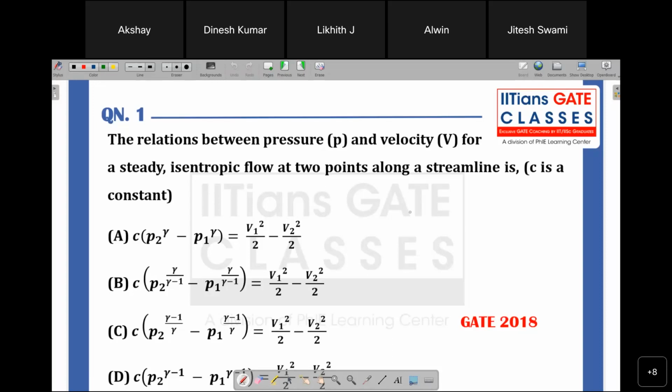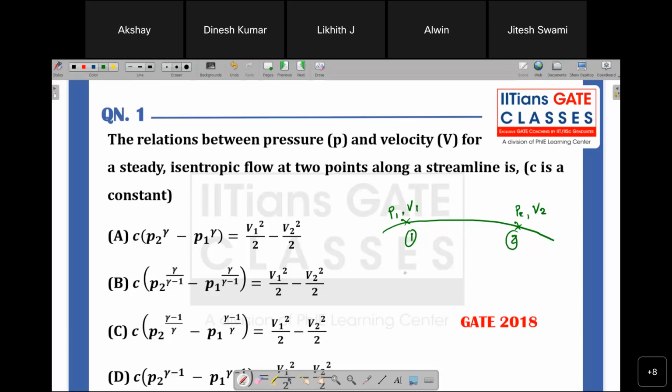Here you see, I have a streamline and the flow is going through an isentropic process along the streamline. So I have a point 1 and a point 2 within the streamline, where the properties are defined like P1, V1 over here, whereas here I have pressure and velocity P2, V2, right? If this is an isentropic process, what should be the relation? Which of these relations is true? That is what they are asking, right?